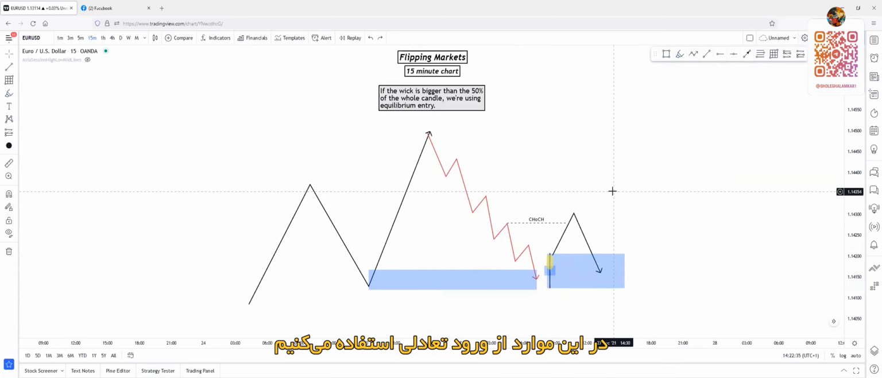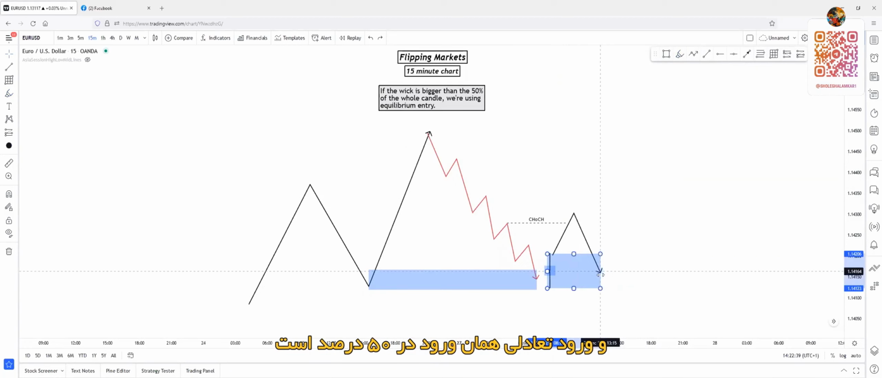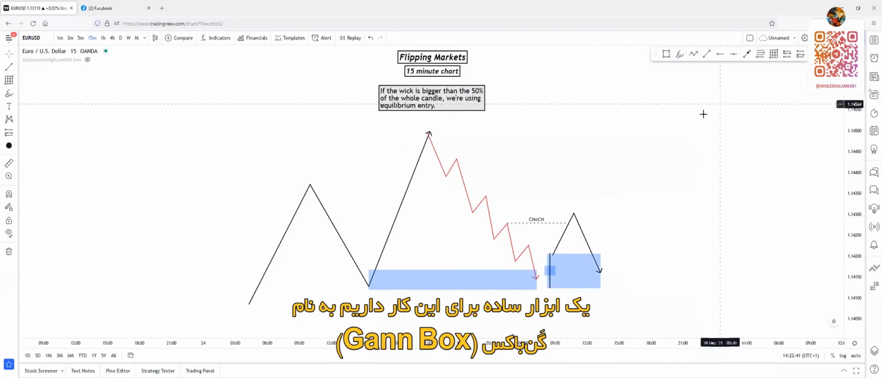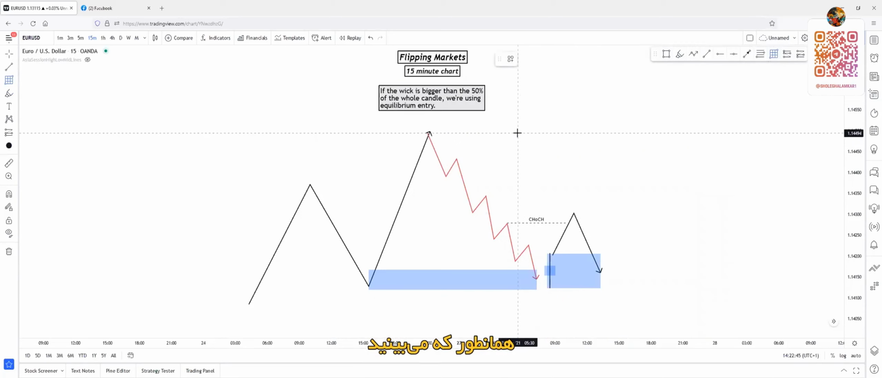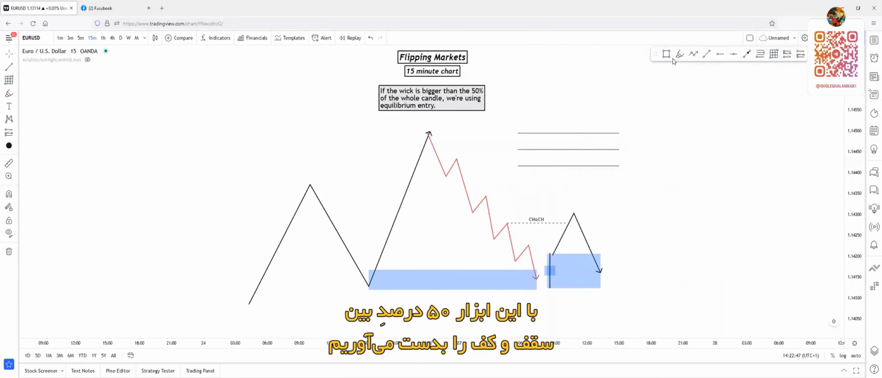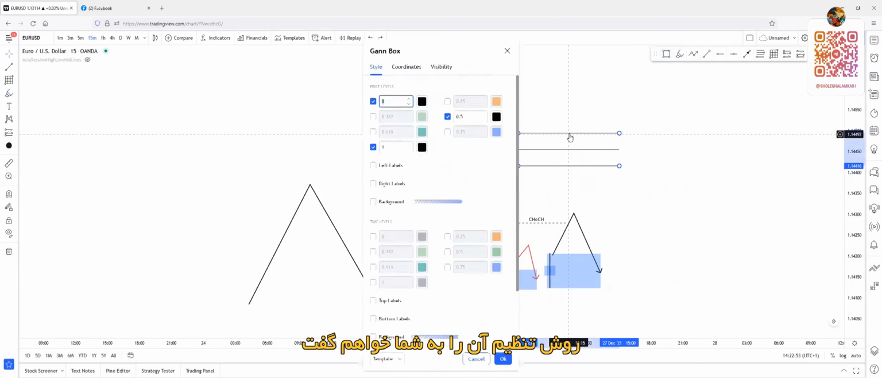In these cases, we will use equilibrium entry. And equilibrium entry is the 50% entry. We have a simple tool for this named Gambax. Right here, as you can see, it will mark out the 50% between the high and the low. I will show you how to set this up.